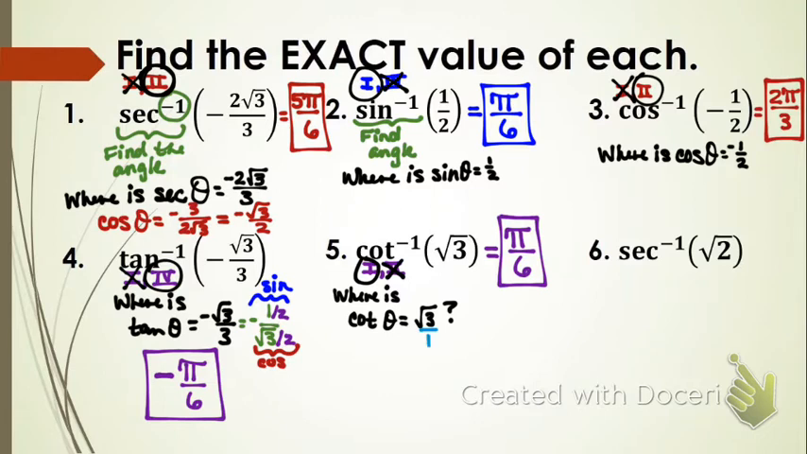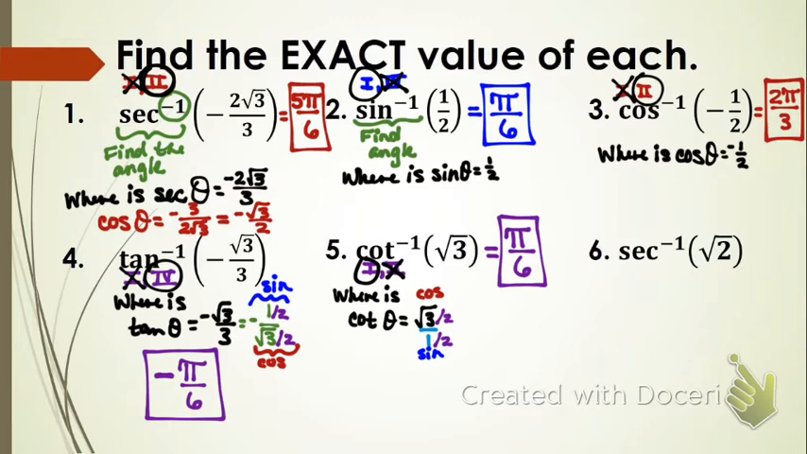I'm going to turn this guy into a fraction because I know that cotangent is what over what? Cosine over sine. And around my unit circle, all my sines and cosines are over what? Over 2. So I'm looking for, where is cosine root 3 over 2? Where is sine 1/2? And that happens at pi over 6. So far, so good? Did anybody get a final answer for number 6?